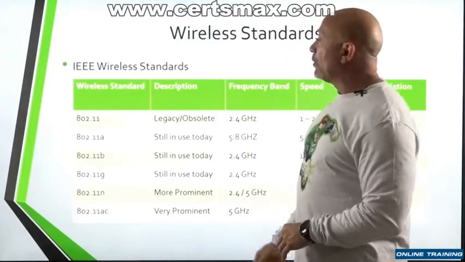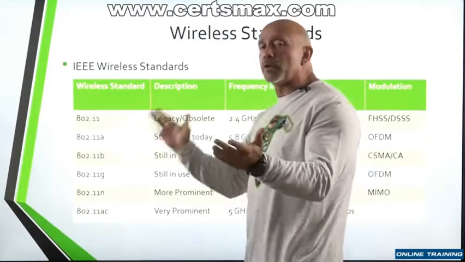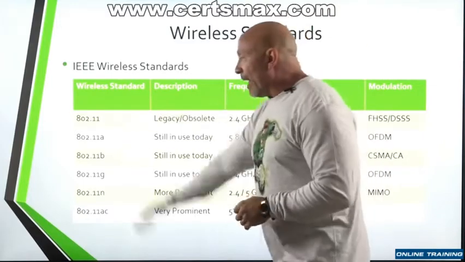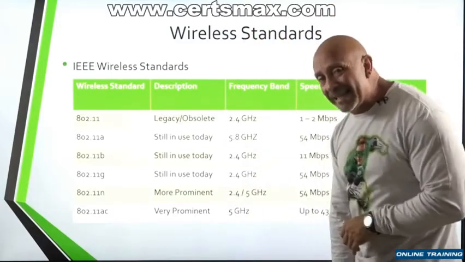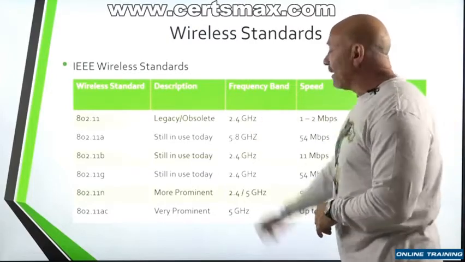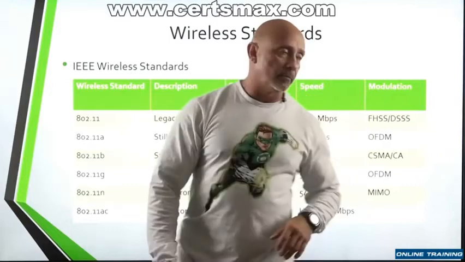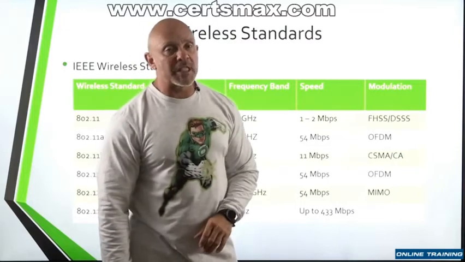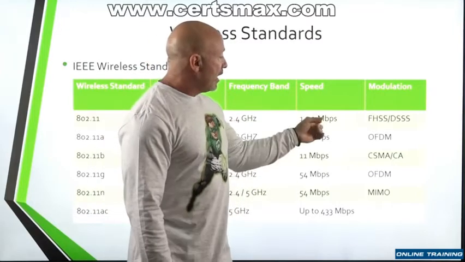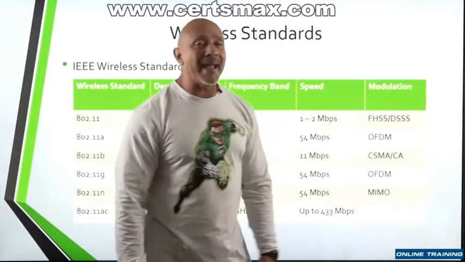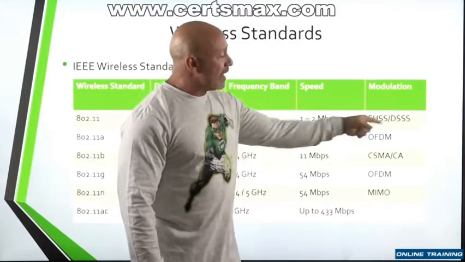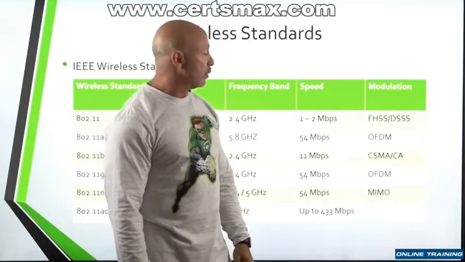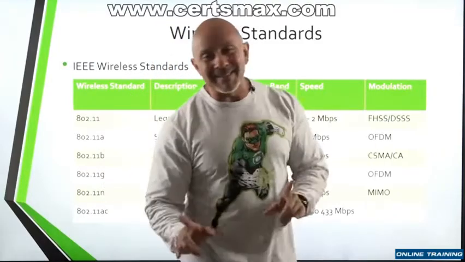Now, you need to know your standards. When you're out shopping, you know where you go. 802.11 definitely is obsolete. We do not use that anymore. It runs at the 2.4 gigahertz range and 1 to 2 megabits per second. 1 megabit per second uses frequency hopping spread spectrum. If it's going up to 2 megabits per second, it's going to use direct sequence spread spectrum. Direct sequence spread spectrum. It's hard to say, like a tongue twister. But we don't use 802.11 by itself anymore.